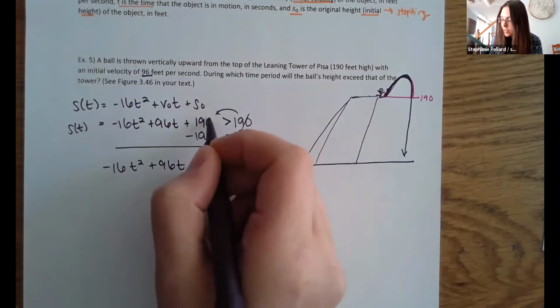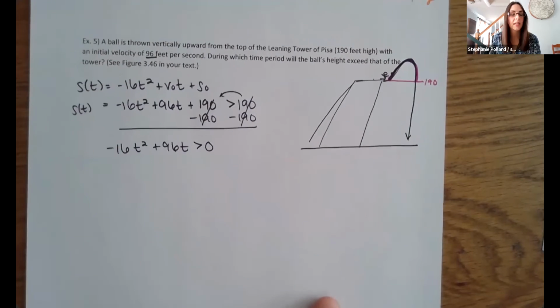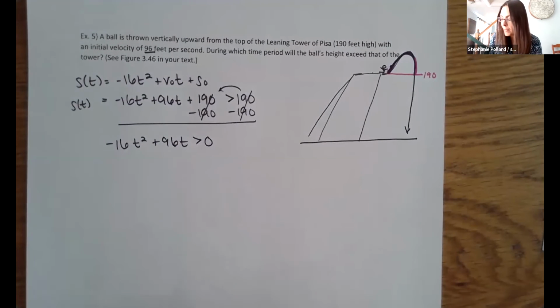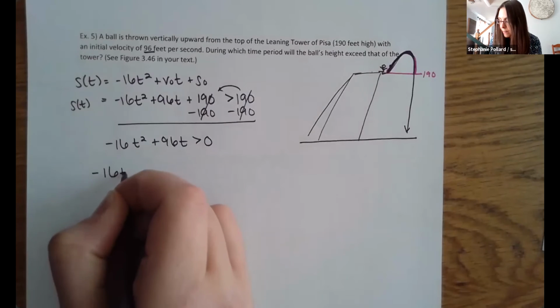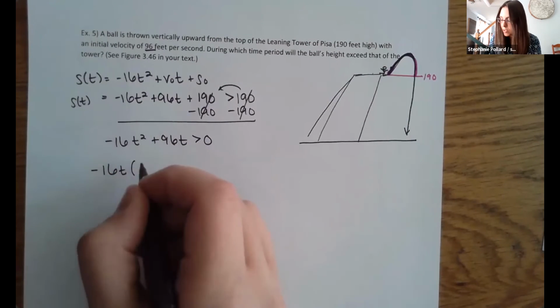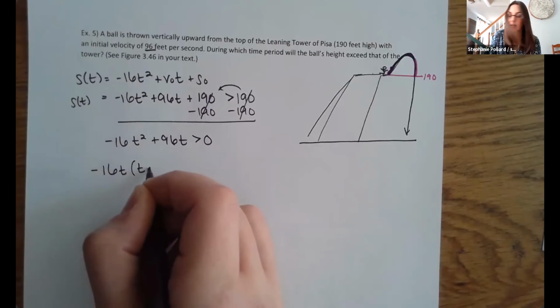Now, 190 happens to cancel on both sides, which is fine. So you're looking at negative 16t² plus 96t is greater than 0. This one does have a GCF, so I can take out negative 16t. I do like to take out the negative first usually if it's out front. So this leaves me with just t, and then 96 divided by negative 16 is negative 6.